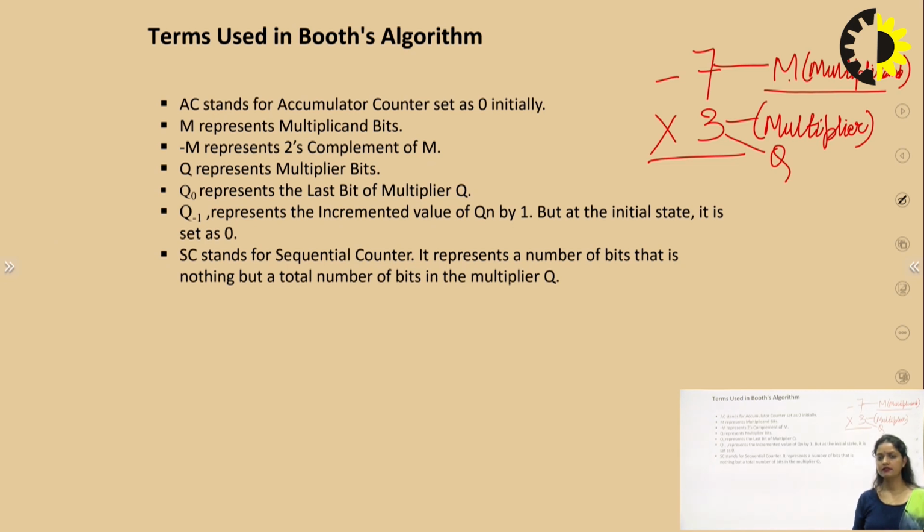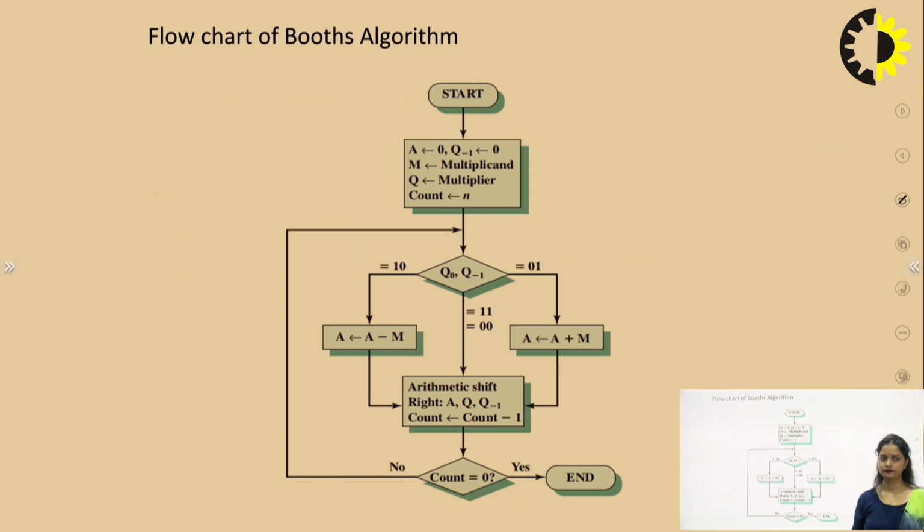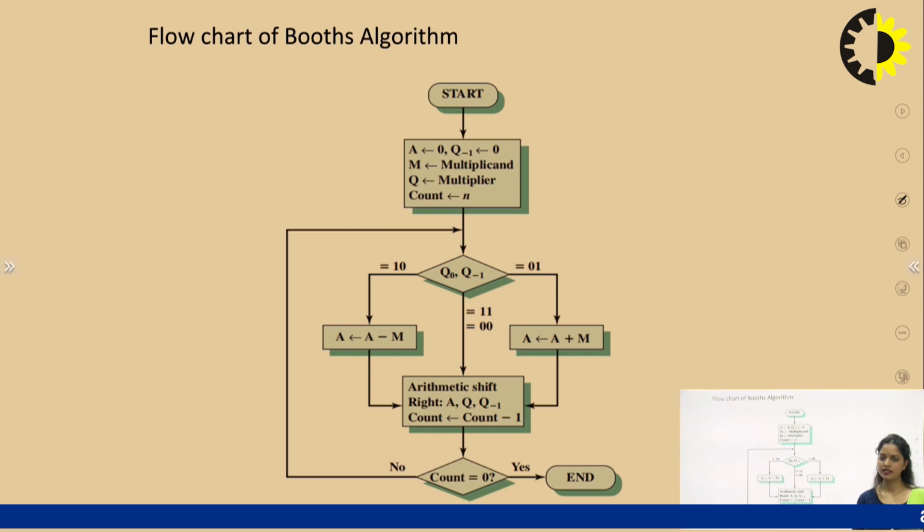Now let us take a look at the flowchart of our Booth multiplication algorithm, how it's going to work, and what are the various conditions which can be fulfilled to attain our result. So this is the flowchart of the Booth multiplication algorithm, which explains the step-by-step process of solving our problem and getting our result for a multiplication operation.